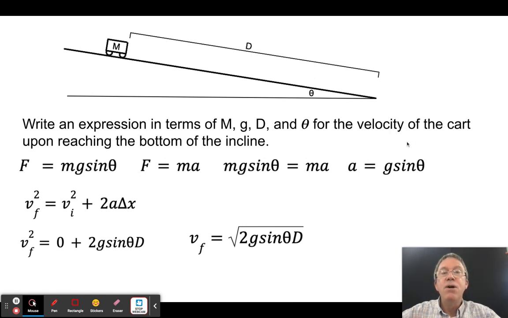Okay, so now what kinematic equation do I need to use? Well, I have a displacement. I'm looking for a final velocity, and I know nothing about time. This is my go-to equation.